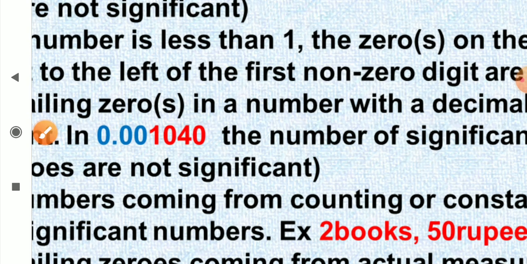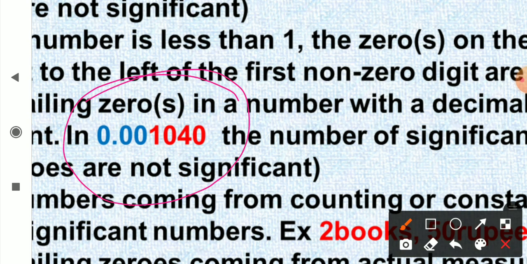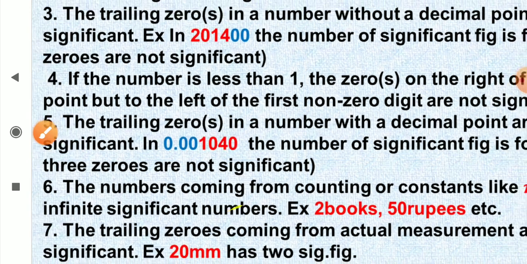So let me take this example here. We have this decimal and the first non-zero number is 1. So the zeros between the decimal and the first non-zero number are not significant, the zeros which are coming between non-zeros are significant, and here the trailing zeros are significant. So this 1040 is significant and these leading zeros are not significant. So the number has 4 significant figures.